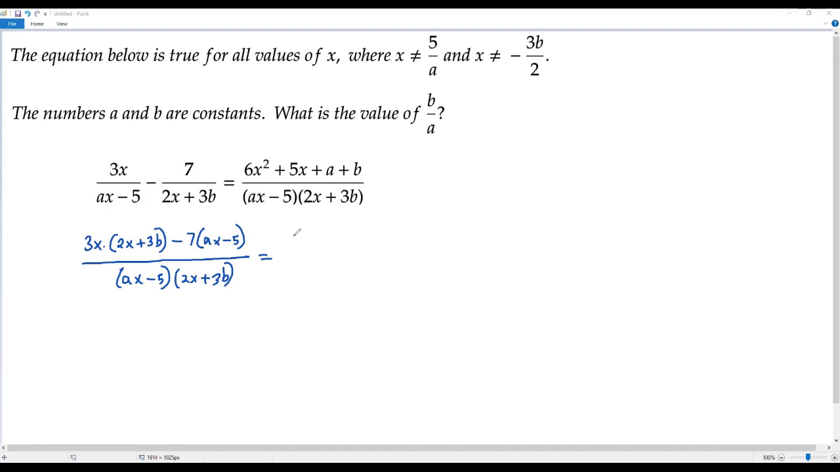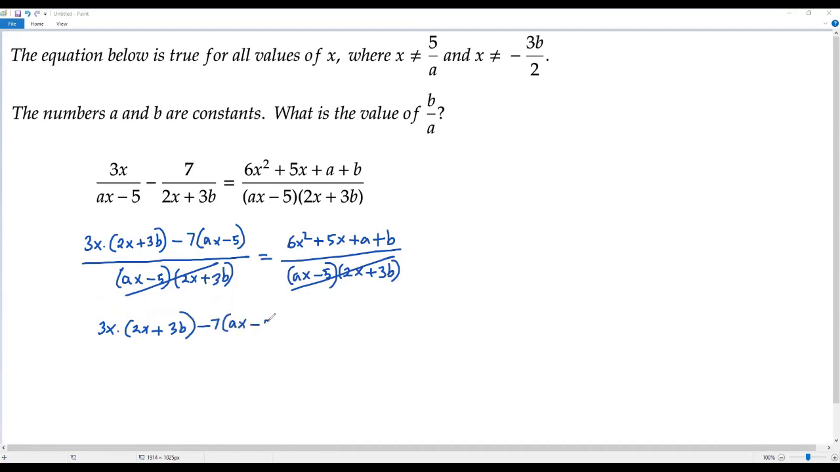On the right side, we have 6x² + 5x + a + b divided by (ax - 5) times (2x + 3b). Here we find the same denominator on both sides of this equation. Now to get rid of the denominators on both sides, we multiply both sides of the equation by the denominator. Then this one and this one will cancel out. Then the resulting equation is 3x times (2x + 3b) minus 7 times (ax - 5) equals 6x² + 5x + a + b.